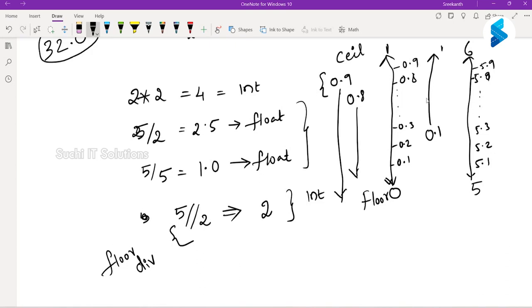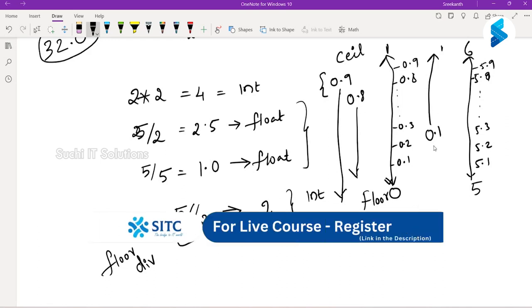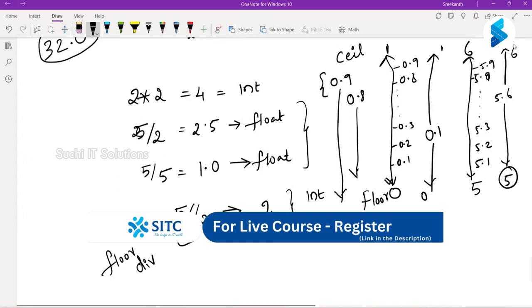Ceiling value, not floor value. For 1, the ceiling value would be 1 and the floor value would be 0. For 5.6, the ceiling value would be 6 and the floor value would be 5. Are we clear with this?